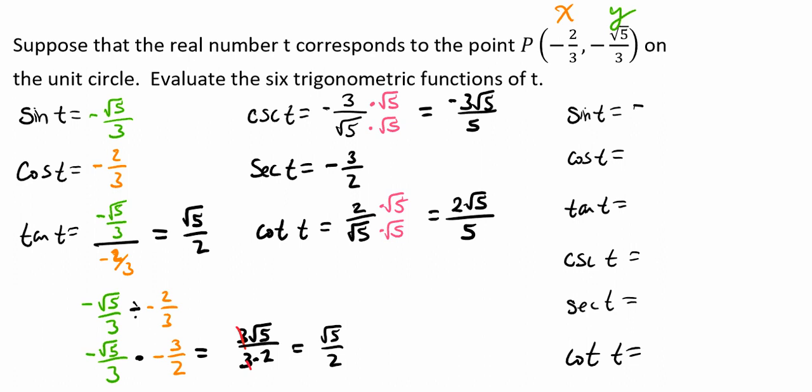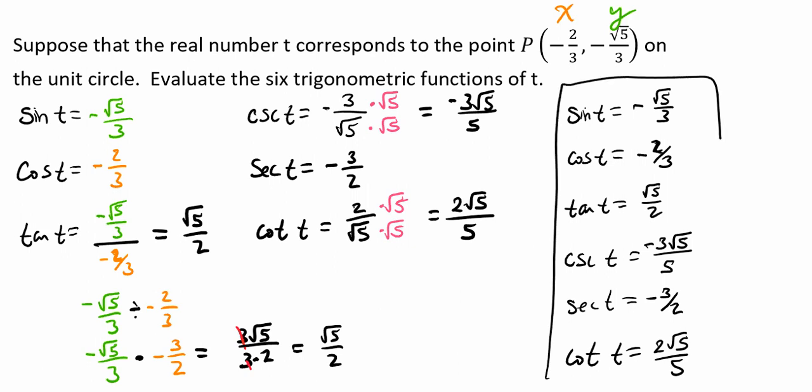And so if we were to list them all, we'd have sine is negative radical 5 over 3, cosine is -2 over 3, tangent is radical 5 over 2, cosecant is negative 3 radical 5 over 5, secant is -3 over 2, and cotangent is 2 radical 5 over 5. And hence we've used the unit circle and this number that corresponds to a point on our unit circle to evaluate the 6 trig functions of t at that point.